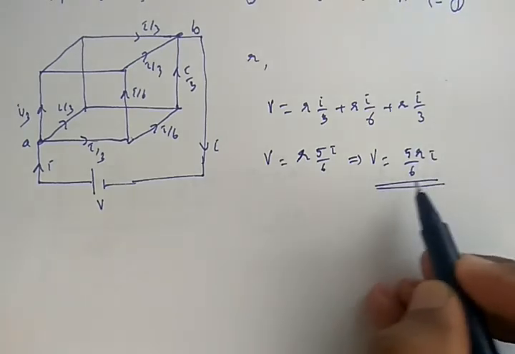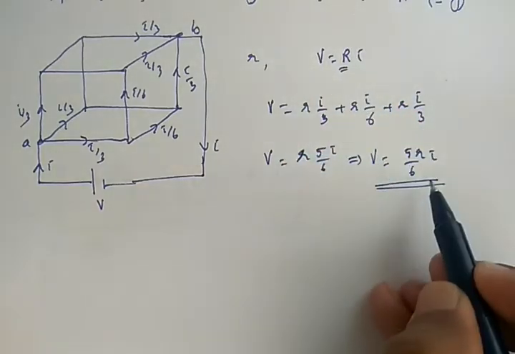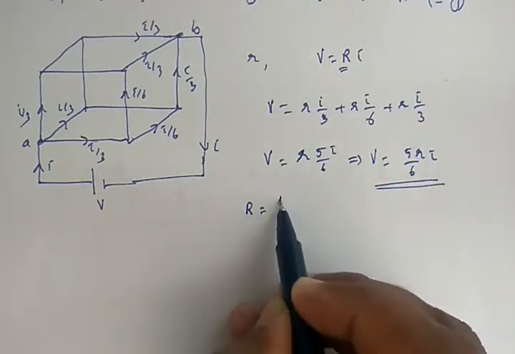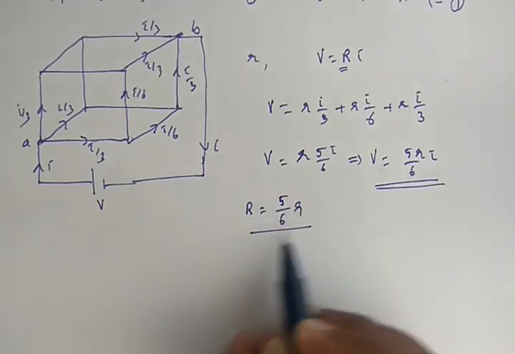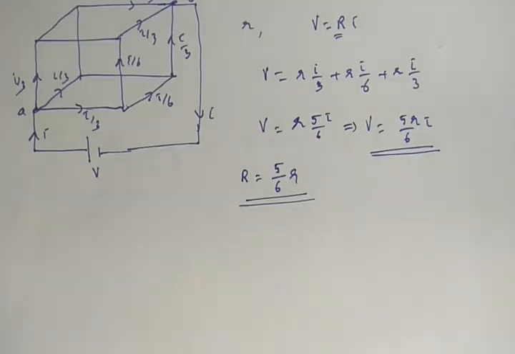If you compare this equation with the general equation, that is V equals Ri, then instead of R you got 5 by 6 R. So this will be our answer. So let us take one more question.